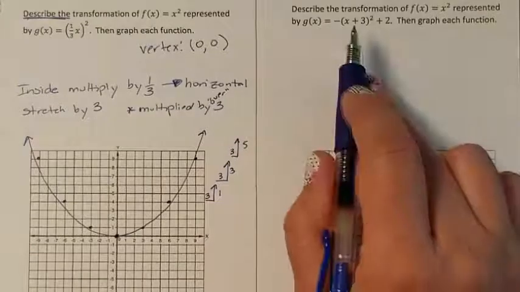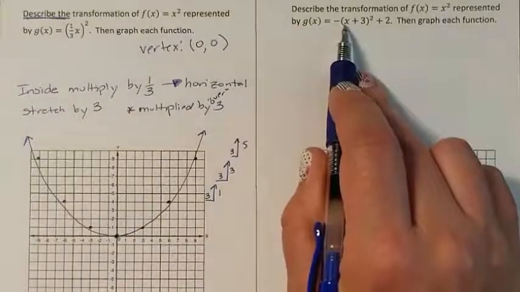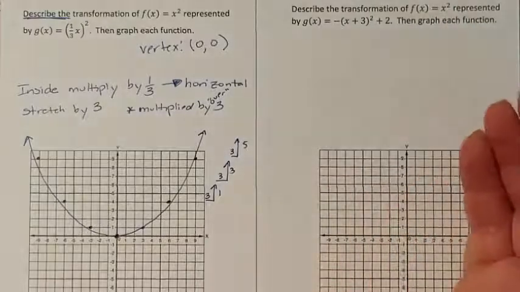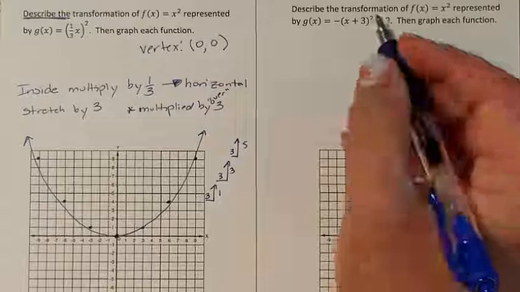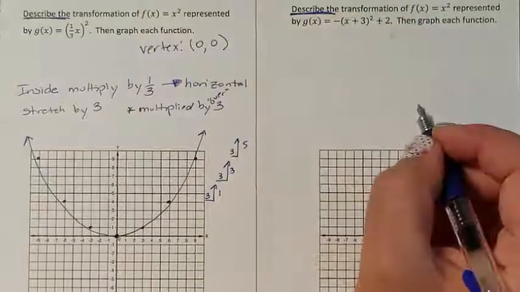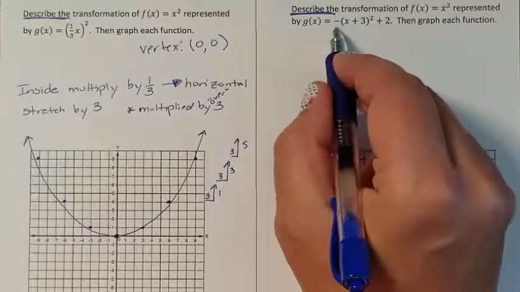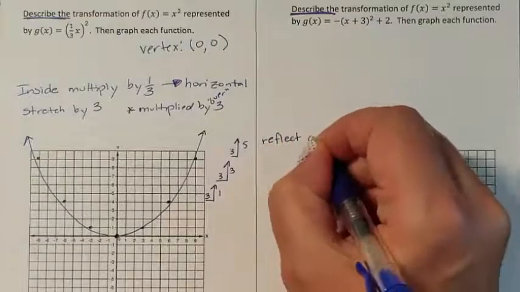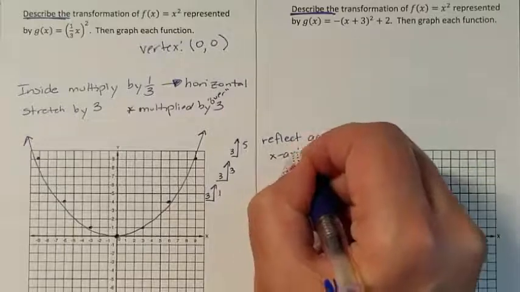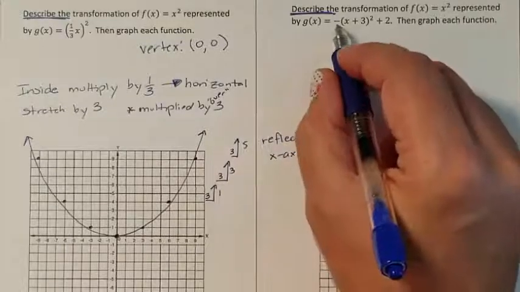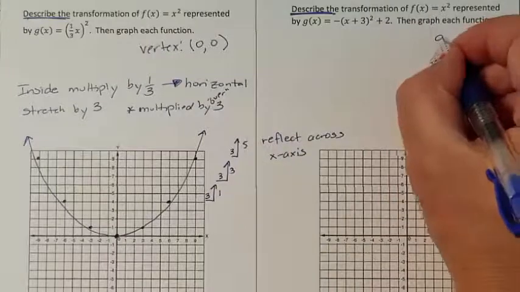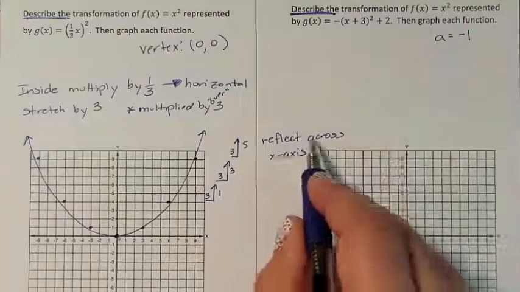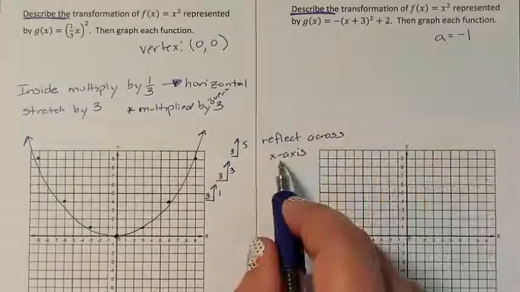Coming to the next one. There is no horizontal. There is no number in front of the x. So this one can be done with both chapter 1 and 2, and we're going to do 1 and 2 so we can keep reviewing. So describing using our chapter 1. Outside was multiplied by a negative, which means I know that I am going to reflect across the x-axis. That's chapter 1. Chapter 2. That position right there is A, and that meant A was a negative 1. These are the same. Chapter 1, chapter 2, they're the same thing.